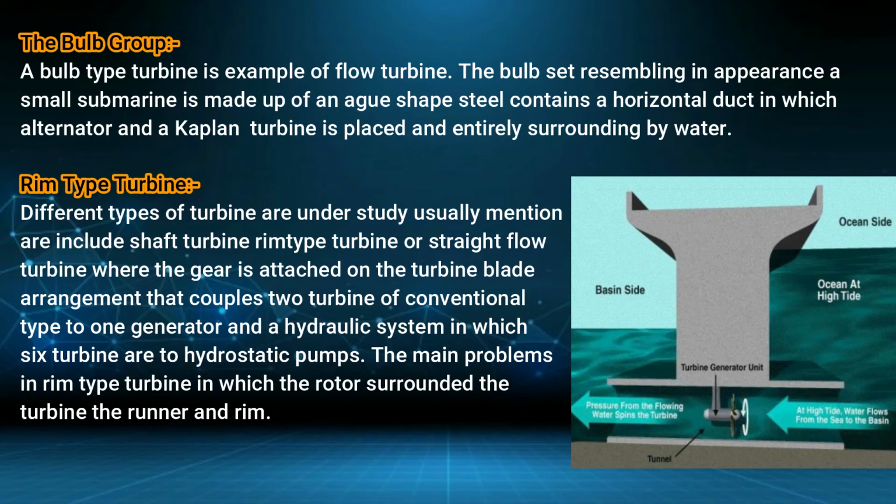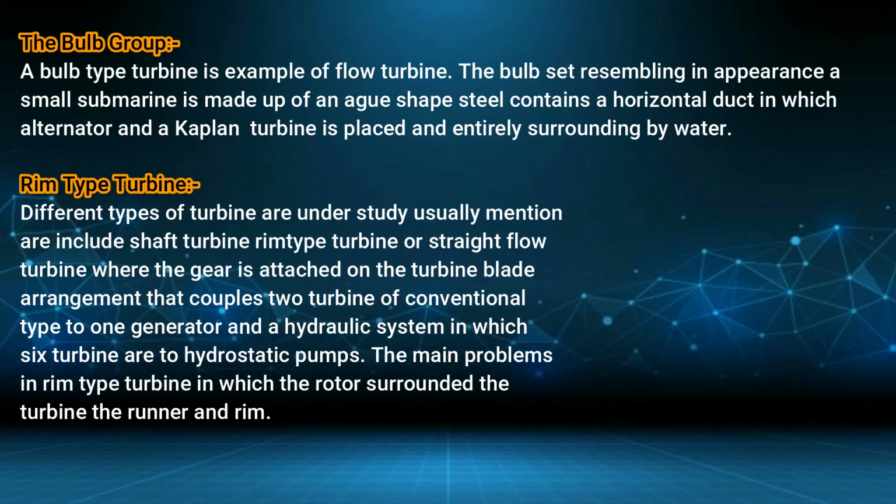Rim-type turbine. Different types of turbine are under study. Usually mentioned are the shaft turbine, ring-type turbine, or straight flow turbine where the gear is attached on the turbine blade arrangement, that couples two turbines of conventional type to one generator, and a hydraulic system in which six turbines are connected to a hydrostatic pump. The main problem is in the ring-type turbine, in which the rotor surrounds the turbine runner and the rim.